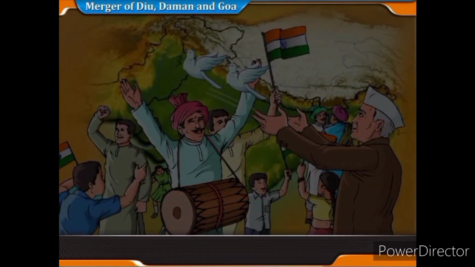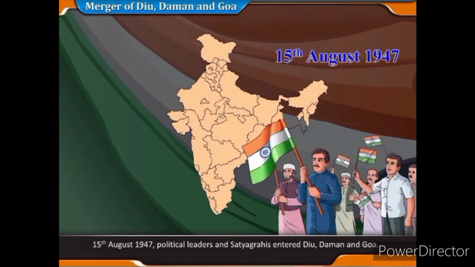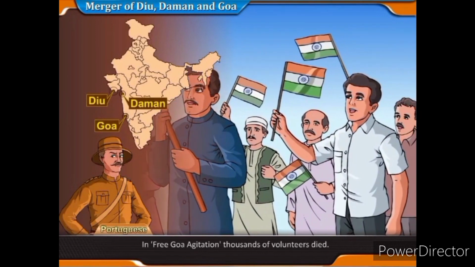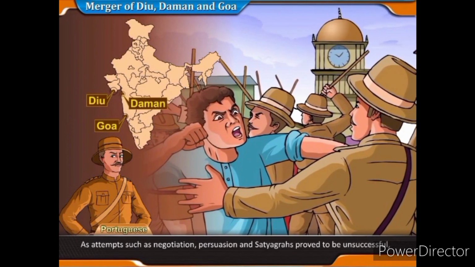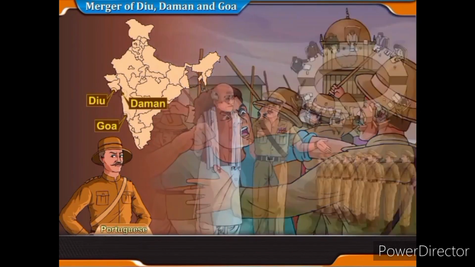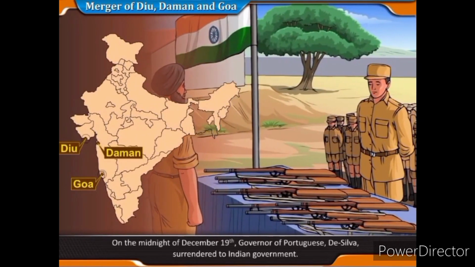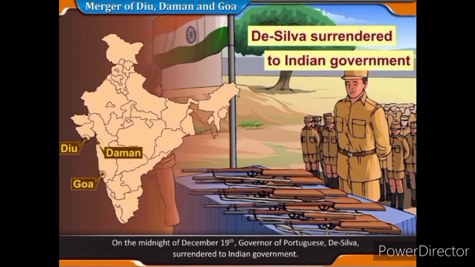Merger of Diu, Daman and Goa. After 15th August 1947, political leaders and satyagrahis entered Diu, Daman and Goa. In the Free Goa agitation, thousands of volunteers died. As attempts such as negotiation, persuasion and satyagrahas proved to be unsuccessful, the Indian government decided to begin Operation Vijay to liberate Goa. On the midnight of December 19th, the Portuguese Governor De Silva surrendered to the Indian government.